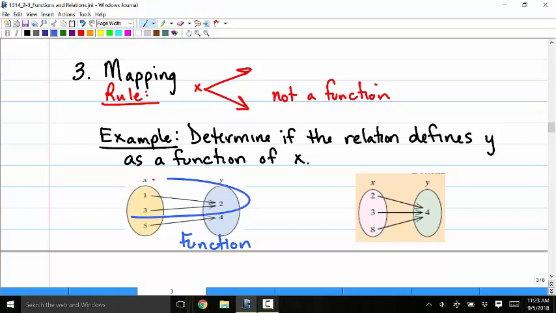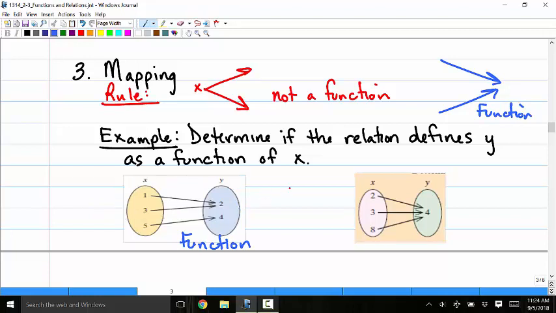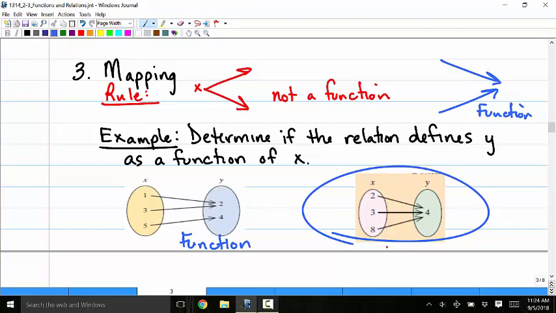Do we care if the arrow looks like that? If the two different x's go to the same y? We don't care. That still is a function. That's okay. So let's go look at the second one. Is this a function? Yep, sure enough.